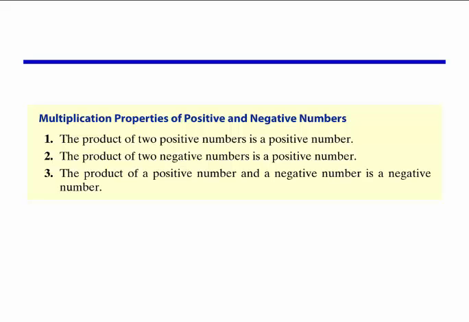So the next thing is the multiplication property of positive and negative numbers. The product of 2 positive numbers is a positive number. The product of 2 negative numbers is a positive number. And the product of a positive number and a negative number is a negative number.